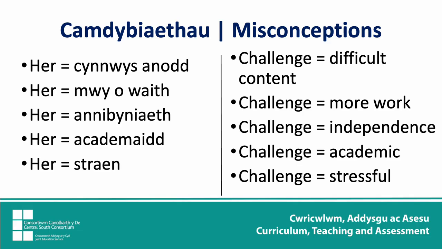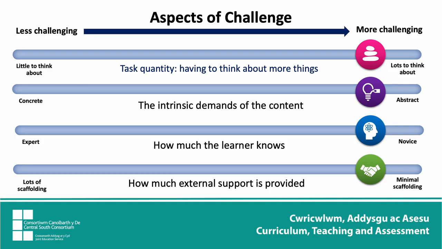So there are different aspects of challenge, and they can be looked at in, say, 4 different ways. And this again comes from Claire Seeley and how she defines the ways that she would scaffold in her classroom. Ultimately, calibrating these 4 things is how you create your challenge. So, task quantity, juggling lots of things.